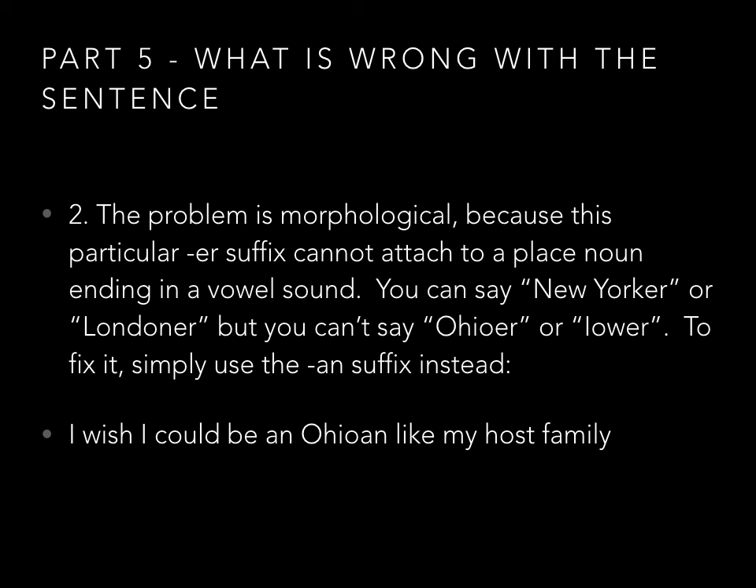You know, in this answer that I wrote, I could have used the word allomorph. That would have been even better because that's what this is. N is an allomorph of this suffix that is triggered by a place noun that ends in a vowel. So the fix is simply, I wish I could be an Ohioan like my host family. Now, here's the thing. You could have had a syntactic fix for this morphological breakdown. You could have said as a fix, I wish I could be from Ohio like my host family. And that would actually be fine. Okay.